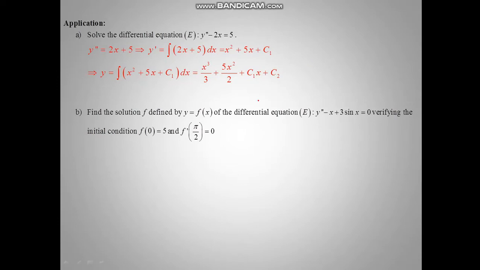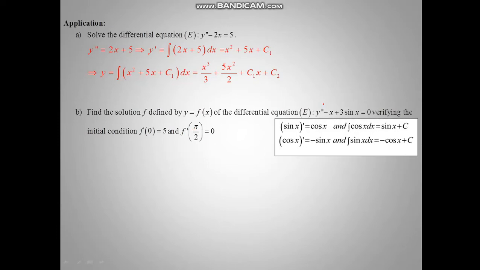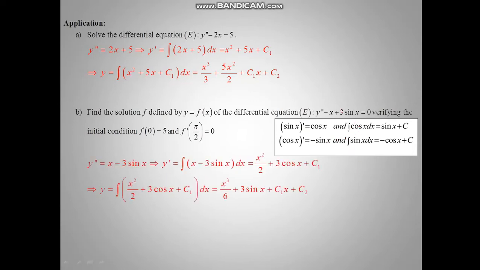Okay, let me take now another differential equation: y double prime minus x plus 3 sine x equal to 0, verifying two initial conditions, f of 0 equal 5, f prime of pi over 2 equals 0. First, we remember that the derivative of sine x equals cosine x, the derivative of cosine x equals minus sine x, and the antiderivatives of cosine and sine. Okay, we have y double prime equal x minus 3 sine x.